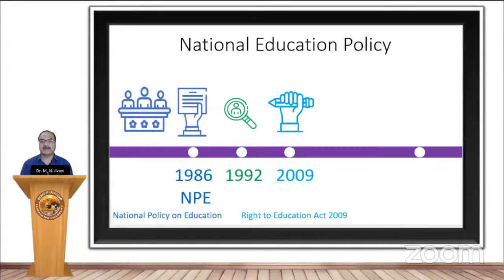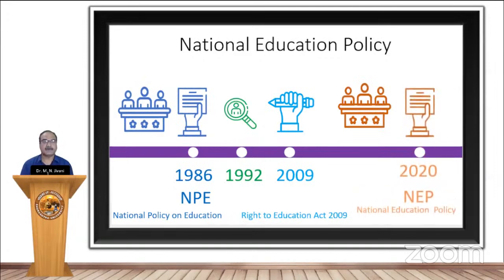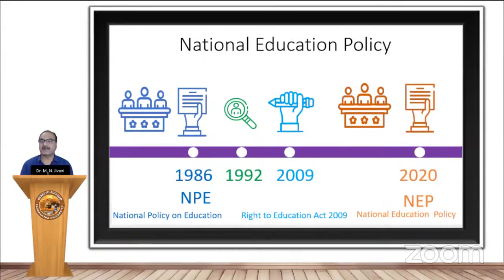It says that education is a right for everyone, right? Until 2020, nothing else was there as far as the framework is concerned. And in 2020, we have a new, present policy, which is now known as NEP. Instead of NPE, it is now NEP, National Education Policy 2020. So if you consider policy-wise or education framework-wise, we have only 2 policies: one in 1986 and another in 2020.